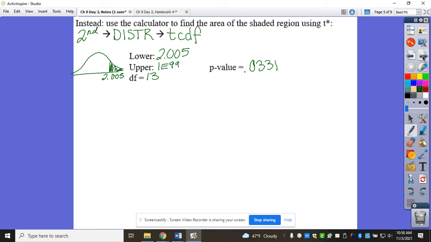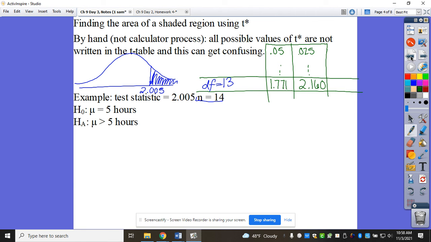Wait, how would you have done it by looking at the table and seeing what was in between? So you would have just known that 2.005 is on the line of degrees of freedom of 13. We know that's a fact. It's somewhere between here and here, which means we only know that our p-value is somewhere between this number up top and this number up top. 0.0331 is somewhere between those two numbers.